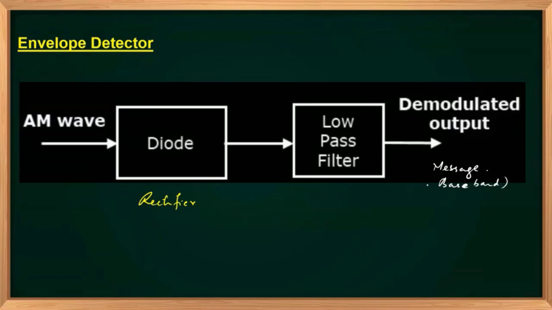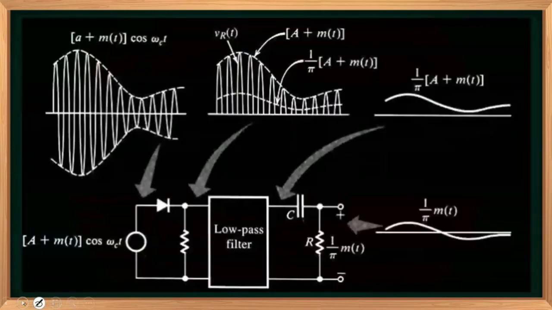First, it is passed through a diode rectifier. Then, after rectification, the low frequency component is obtained at the output of the low pass filter. The low frequency component is filtered out by the low pass filter. The actual circuit consists of a diode and a resistor. So this diode will work as a rectifier. You can see the waveforms.